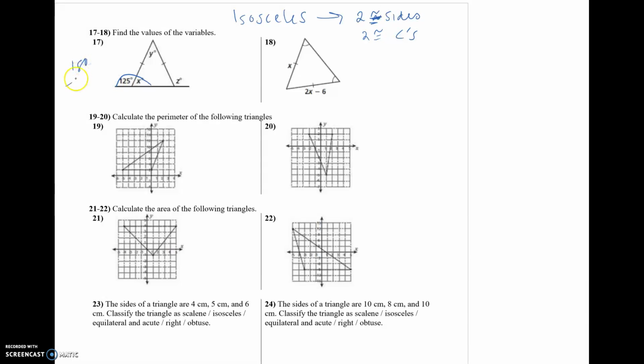I've got to do 180 minus 125 to find the value of x. If I borrow from my 8 or just use a calculator, 10 minus 5 is 5, 7 minus 2 is 5. So x has got to be 55 degrees.